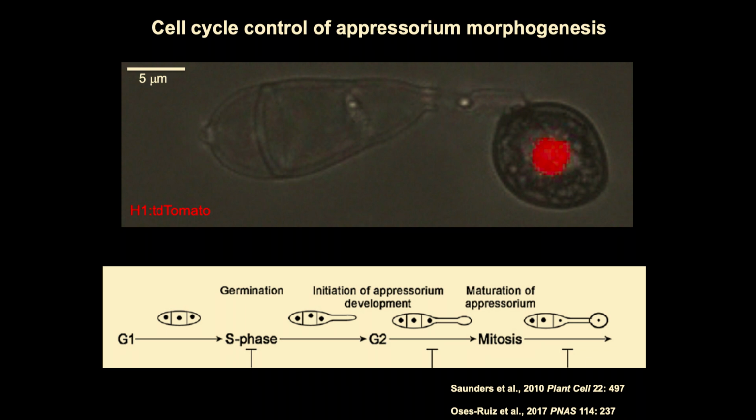There's actually an S-phase-dependent, DNA replication-dependent checkpoint, which is required for initiation of appressorium development. And then the fungus has to have passed into mitosis in order for the appressorium to mature. And that mitosis has to be complete in order for there to be cytokinesis and this cell to become separate.